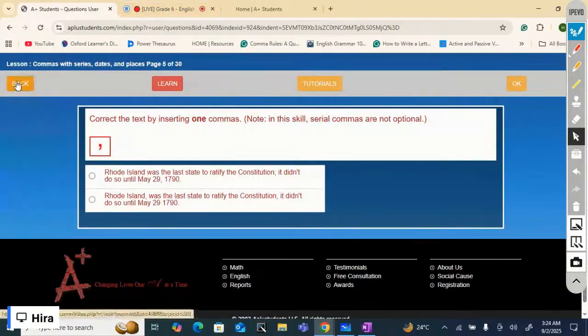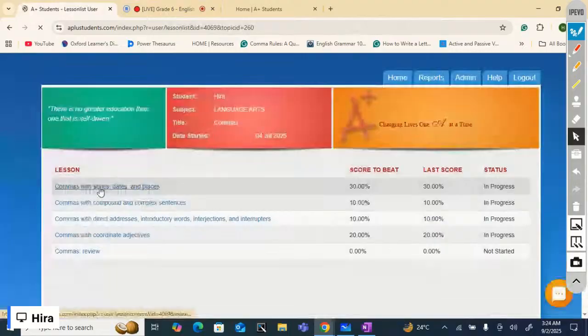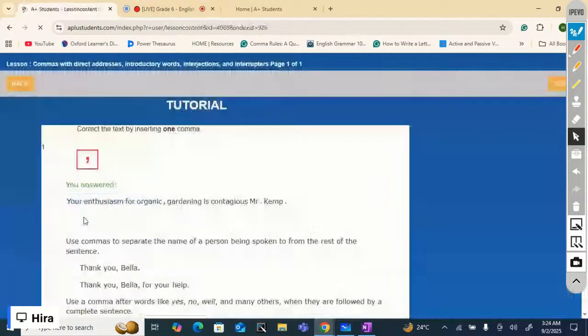Okay, now it's time for the second lesson. I hope you understand the use of commas with series, dates, and places. Let's learn lesson number three first. I'm skipping lesson two for a certain reason. Commas with direct addresses, introductory words, interjections, and interrupters.